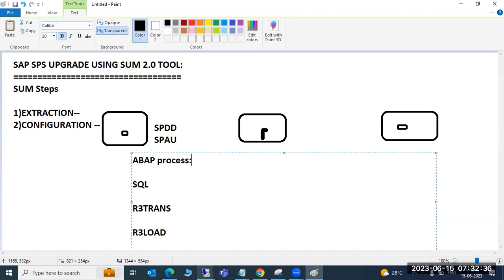For uptime, how many batch processes you require, and for downtime, how many batch processes you require, we can set that up. Maximum 10 processes because of a technical limitation; 10 batch processes we can set. Or, as per your BTC parameter convention, we can set up more batch processes. In SM50 we can see how many processes there are, and those we can set for the ABAP process. Is this clear for everyone? Because in SM50 we can check and set this.